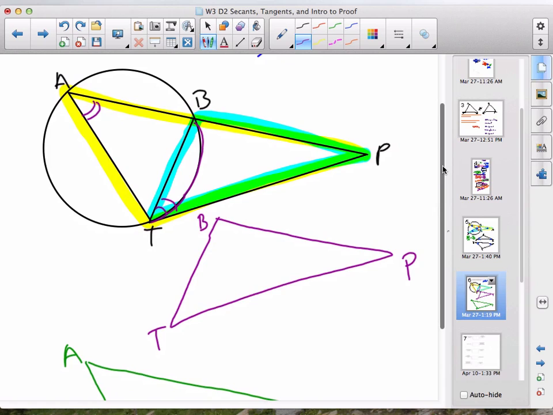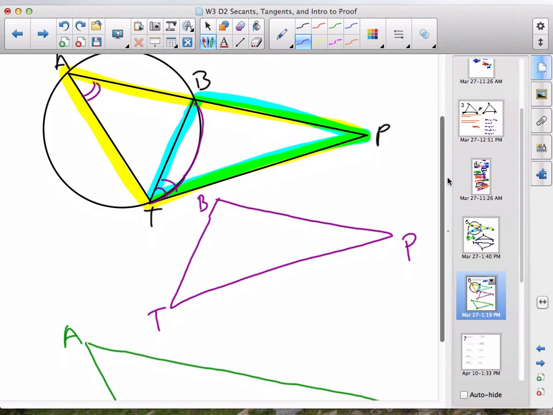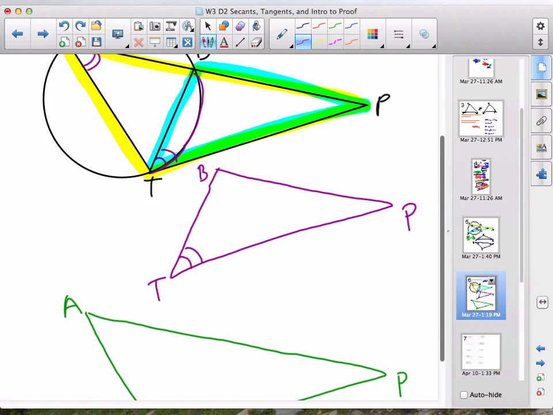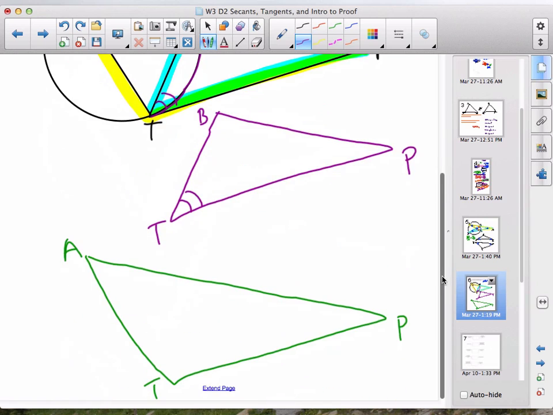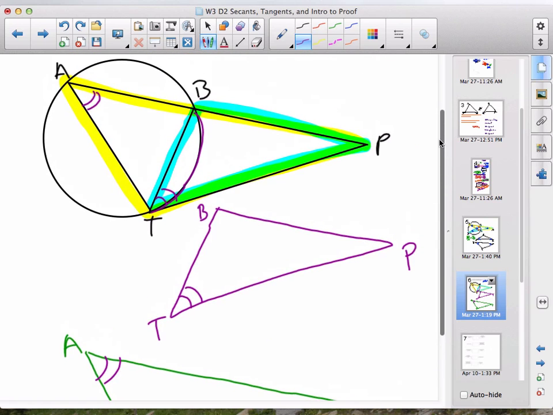Wait, sorry? They're the same. Oh no, it's not tangent. No, because this is not tangent, right? Okay, so indeed, Josh, that is huge, saying that angle PTB is equal to angle PAT. So that's one pair of equal angles.